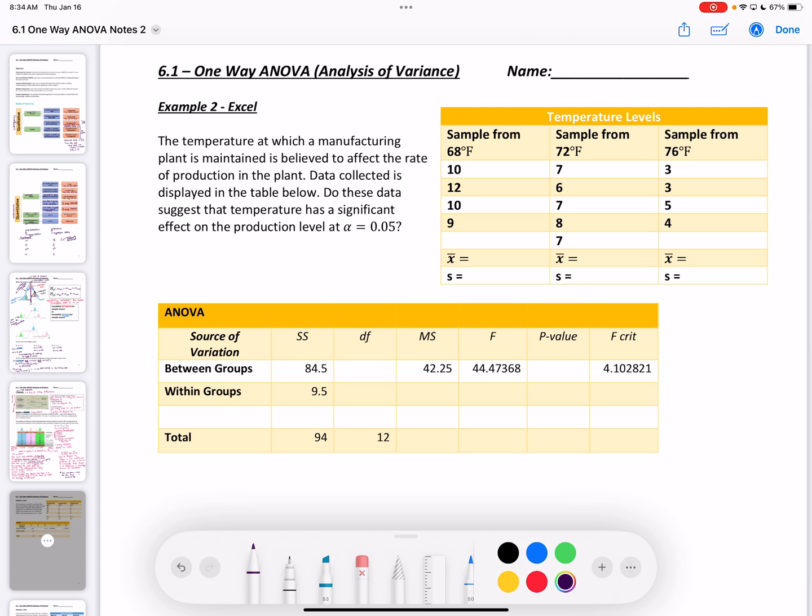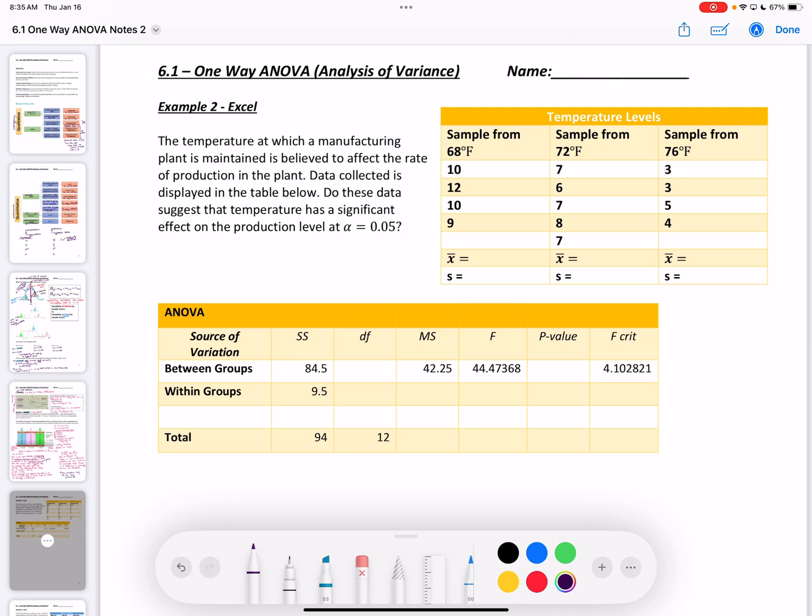If it will get its life together, which it is not. So, okay, there we go. All right, so that first group, I'm not going to put any labels this time. So you see it had 10, 12, 10, and 9. Okay? Next group had 7, 6, 7, 8, 7. And the last group had 3, 3, 5, 4. Okay?